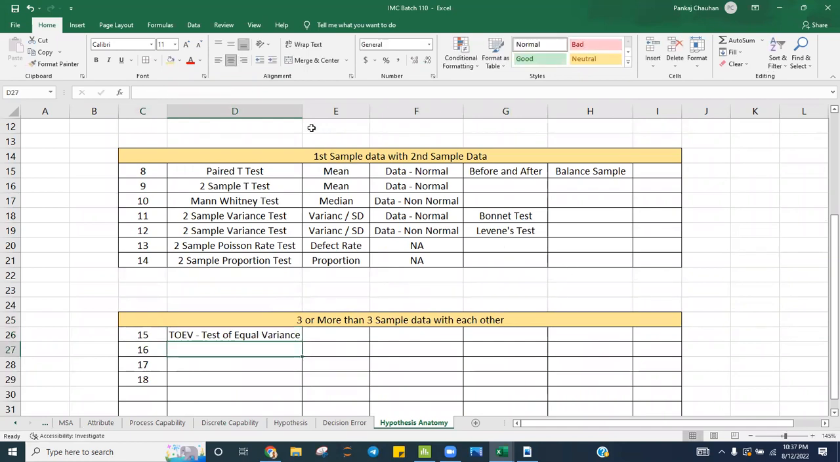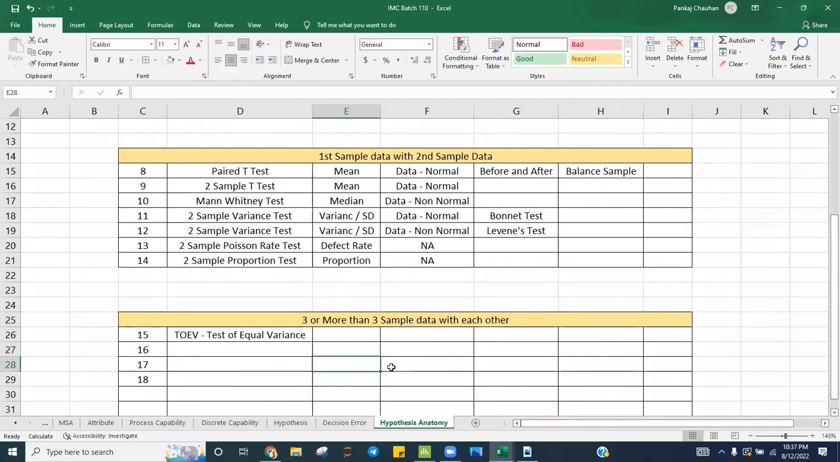Test of equal variance will be doing, right? If your data is normally distributed, when you are comparing the variance or standard deviation, if data is normally distributed, then you will look for the p-value of multiple comparison in Minitab.